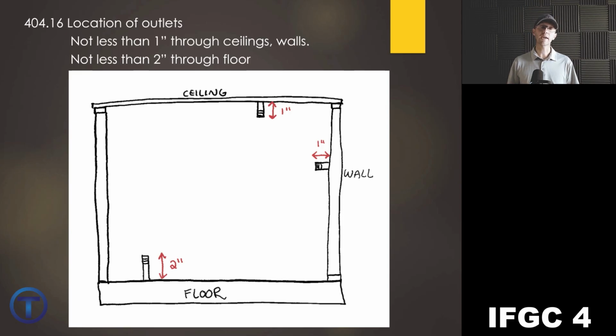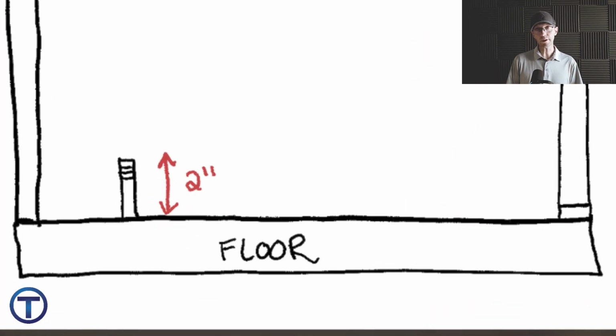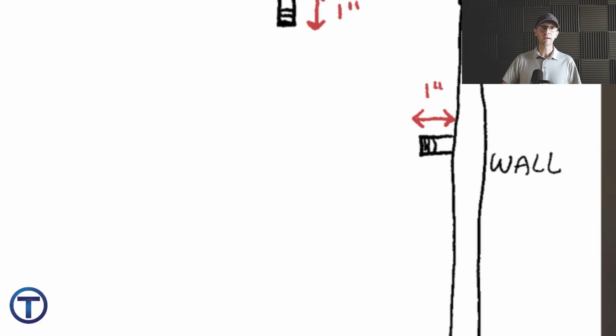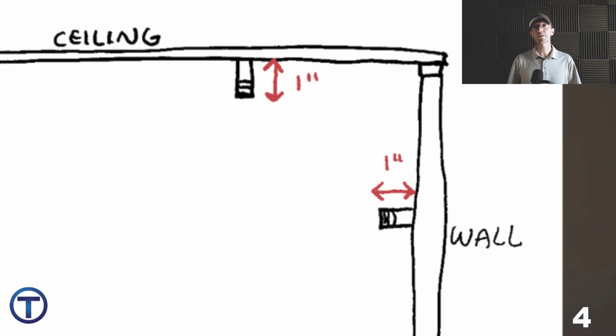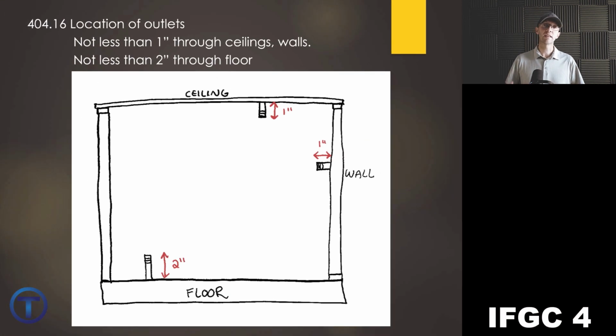404.16 talks about location of outlets. That means places where the gas pipe is going to be accessible and we can hook up an appliance. If it's coming through the floor, code states that it has to be 2 inches above the floor surface where we can thread on and connect to that. If it's coming through a wall, code says that has to be 1 inch from the wall surface. And if it's coming from the ceiling, also 1 inch from the ceiling. That gives us enough to get our tools on there, to be able to thread a gas valve or fittings on there to make connections.